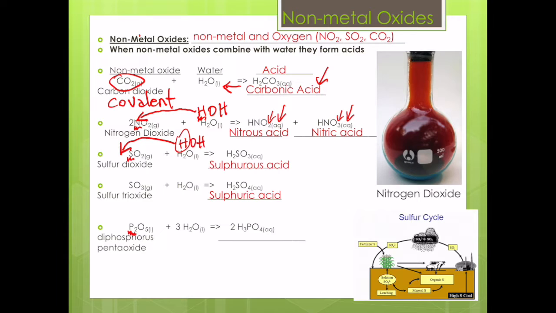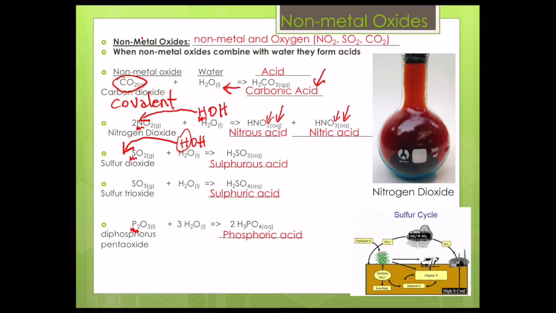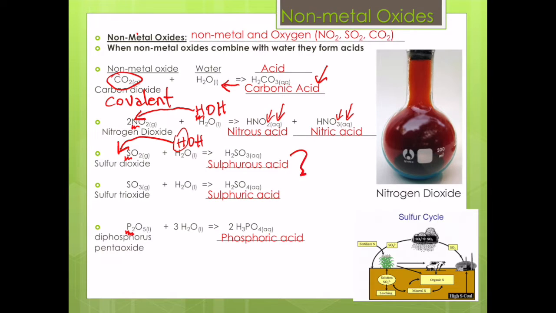You can see why soda is not good for your teeth, right? Carbonic acid, right? Not good. If you look at diphosphorus pentaoxide, that makes phosphoric acid. So again, these are really strong. You notice here with these sulfurs, right? Sulfur is something you really got to keep a hand on.